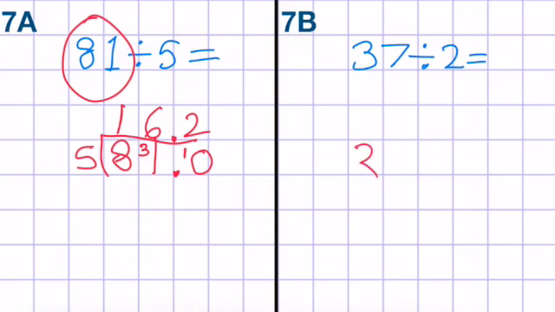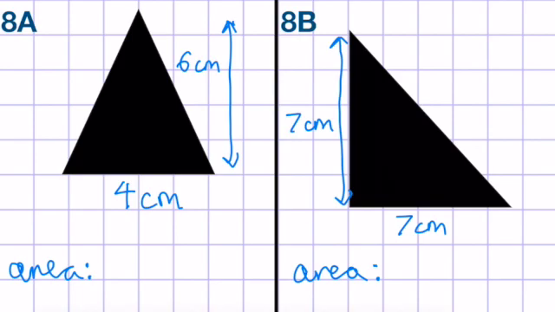37 divided by 2. Let's do the same thing here. 2 goes into 3 once with 1 remainder. 2 goes into 17 8 times, because 2 times 8 is 16 with a remainder of 1. So we're going to put our 1 there, and we're going to put a 0. And 2 goes into 10 5 times. So 37 divided by 2 is 18.5.